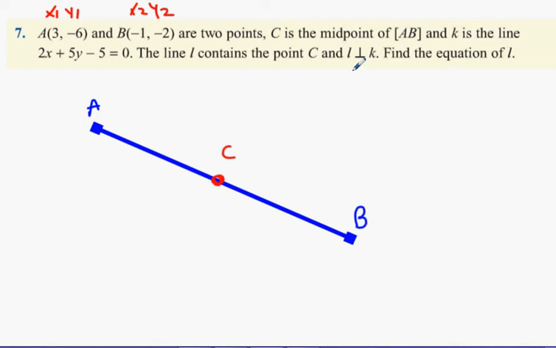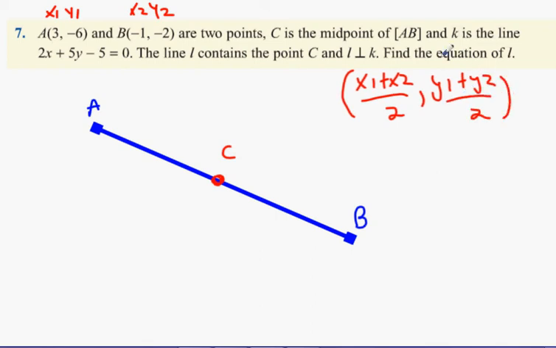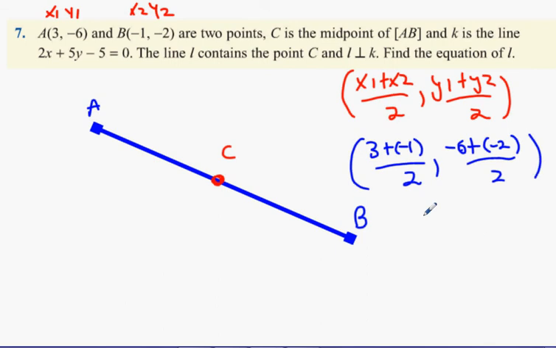What'd be a good choice in formula, guys? Good choice in formula. I'm writing it down now. The midpoint formula would be a good choice. Okay, so 3 plus minus 1 over 2, and the other one is minus 6 plus bracket minus 2 over 2. You use the calculator if you want. I'm going to get 1 and I'm going to get minus 4. Anybody get 1, minus 4?